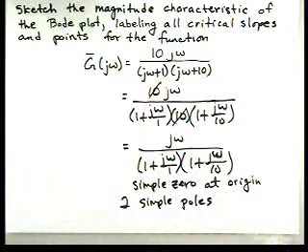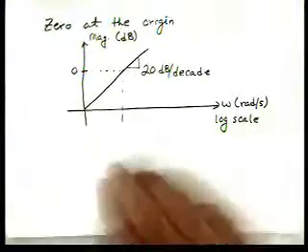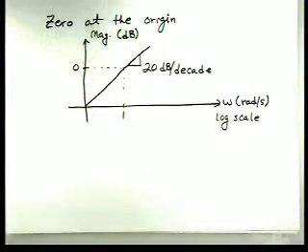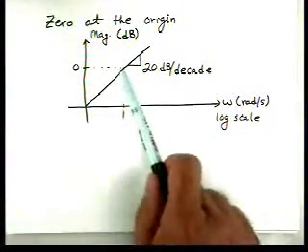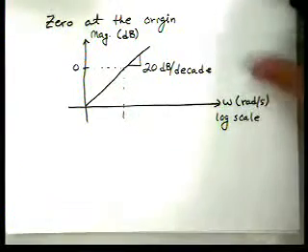So first thing to do is let's look at the characteristic of each one of those terms individually. Okay, so the simple zero at the origin, its magnitude characteristic is this. Notice that at omega equal 1, it has a gain of 0, but the slope is 20 dB per decade up.